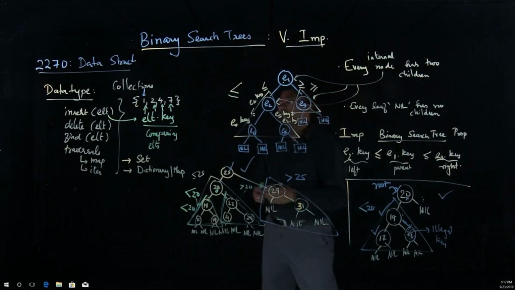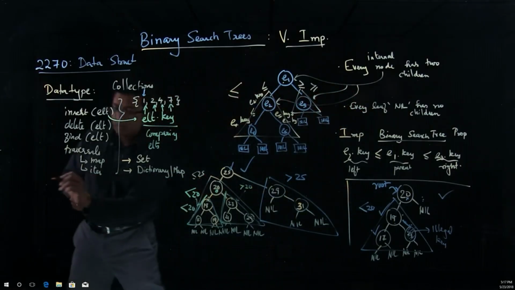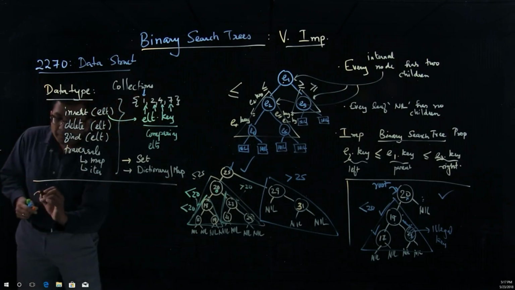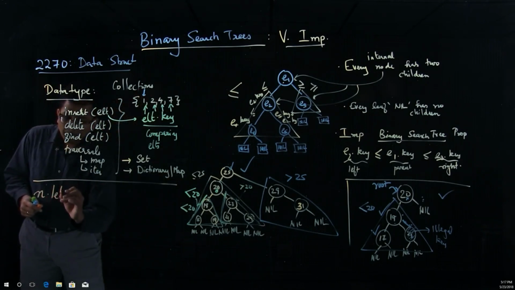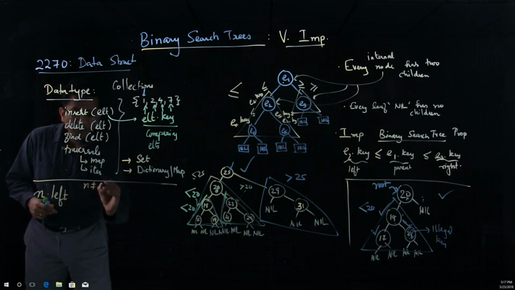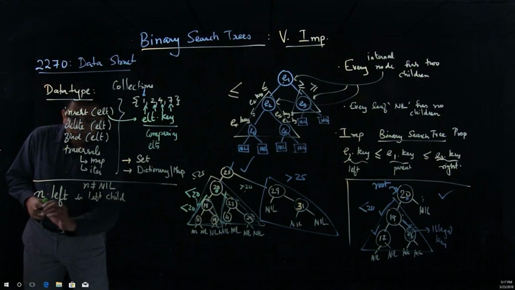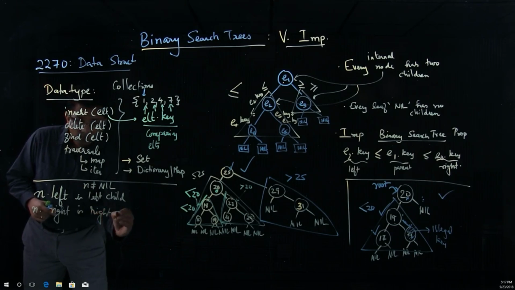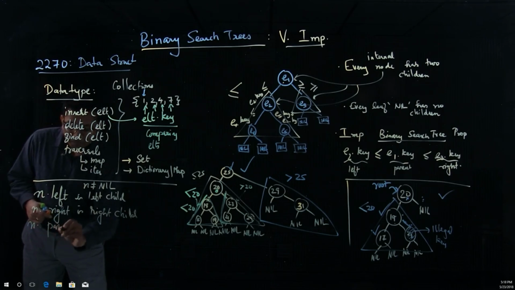All right. So what are the important properties of each node? For each node in a binary search tree, if the node is not nil, if n is not nil, then n.left is the left child, n.right is the right child, n.parent is its parent.